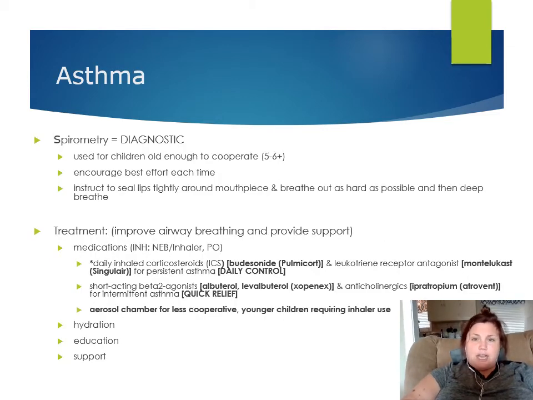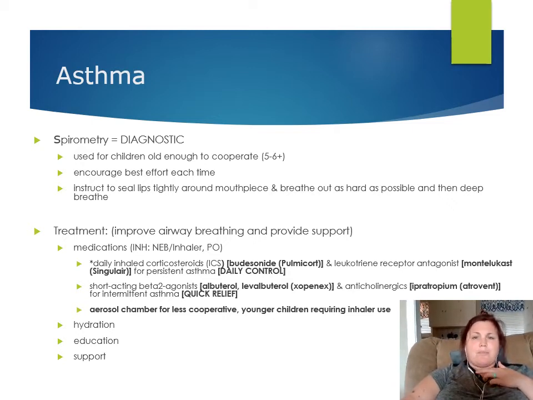With asthma, how do we know if it's being controlled? This is obviously a chronic condition, a lifetime condition unless the child outgrows it. But how do we know if it's being managed well? So, first thing we can do is spirometry, which is a diagnostic measure. It's used in children that are old enough to cooperate with the equipment, usually 5 or 6 years old and older. With it, we encourage them to give their best effort each time. We tell the child to seal their lips tightly around the mouthpiece, breathe out as hard as possible, and then deep breathe in. And it's going to keep track of how effective those breaths are.